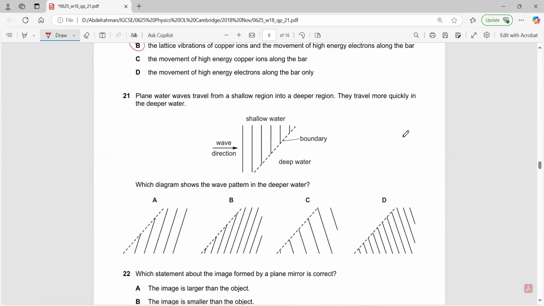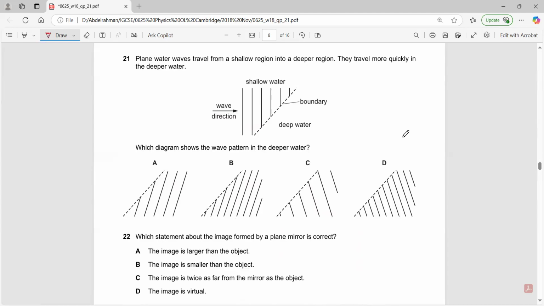Now, the wave is moving from shallow water to deep water. What happens to the waves? The waves speed up. The speed increases as you go to the deep water. What happens to the wavelength? It also increases. This is refraction. As you move from a shallow region to a deeper region, the speed increases and the wavelength increases.